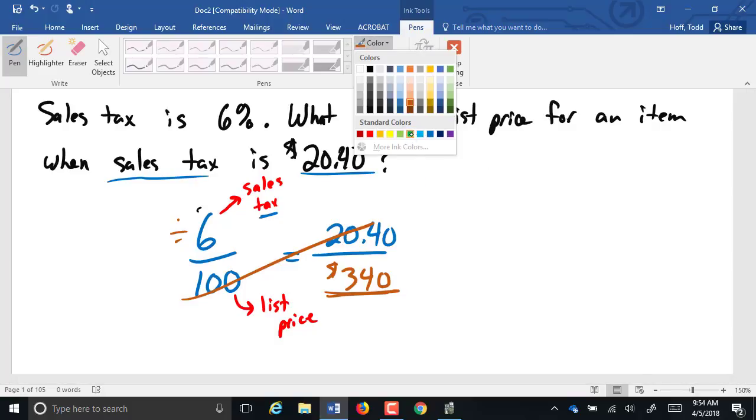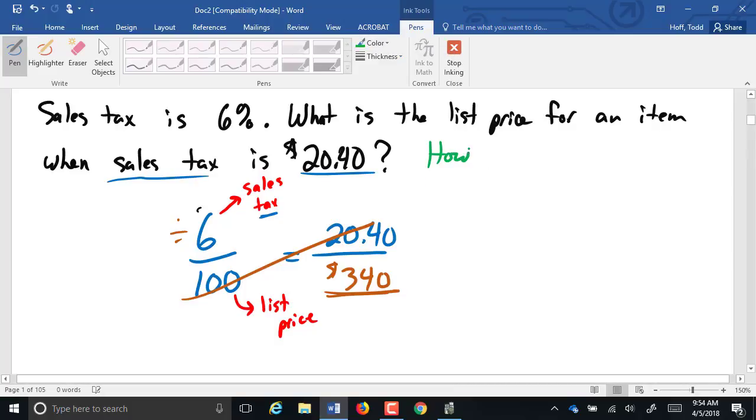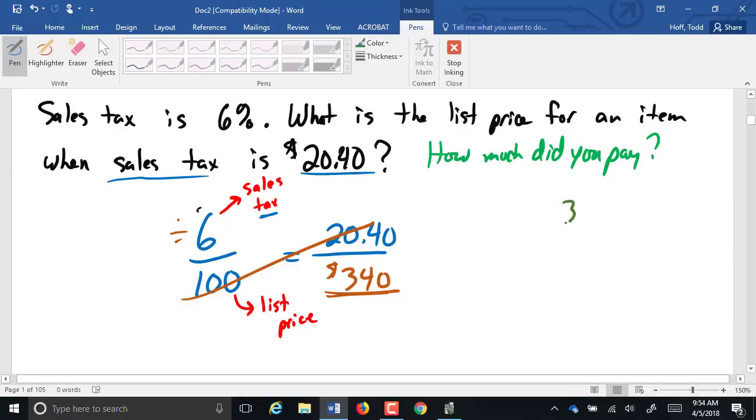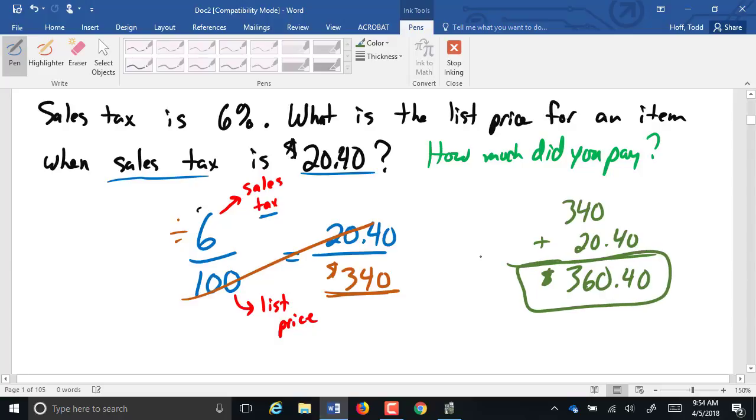Now, what if they were to ask, how much did you pay? How would we find that? Perfect. You bet. We add that tax to the list price, $360.40. Any questions?